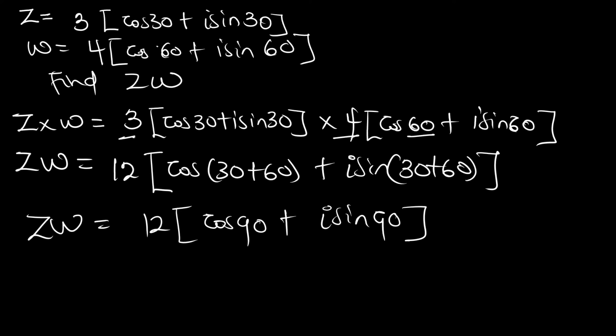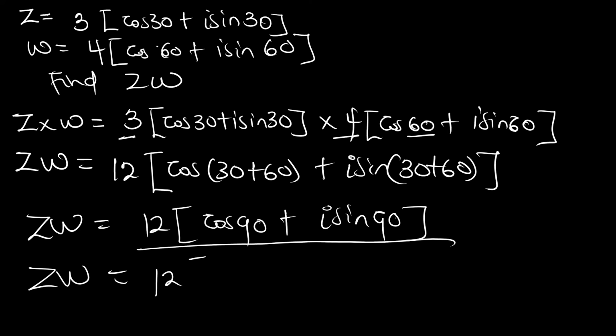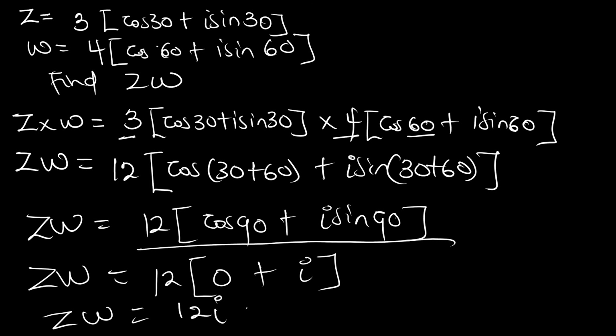So z times omega in the polar form is going to give us this, but if you want to convert it to the rectangular form or the Cartesian form, you are going to have 12 out. Cos 90 is what? 0. Plus sin 90 is what? 1. So i. So z omega is just going to be equal to 12i. So that's what you get when you find the product of z and omega. Alright, let's move on to the next example.